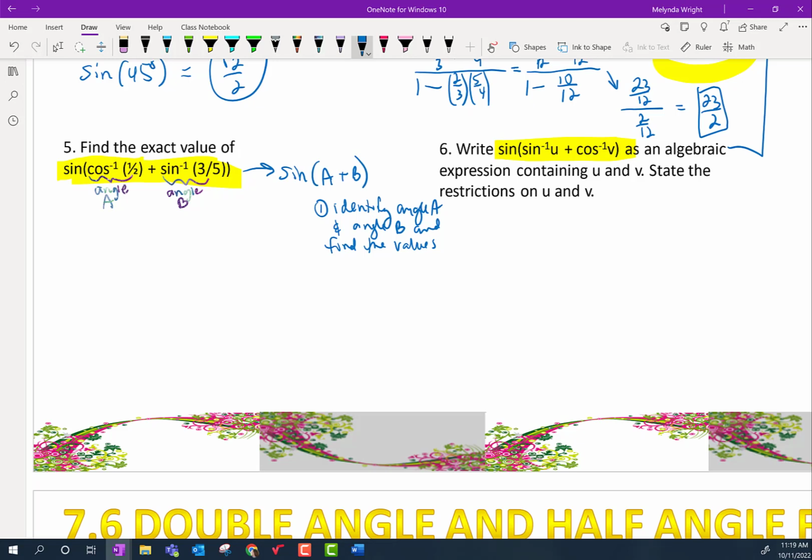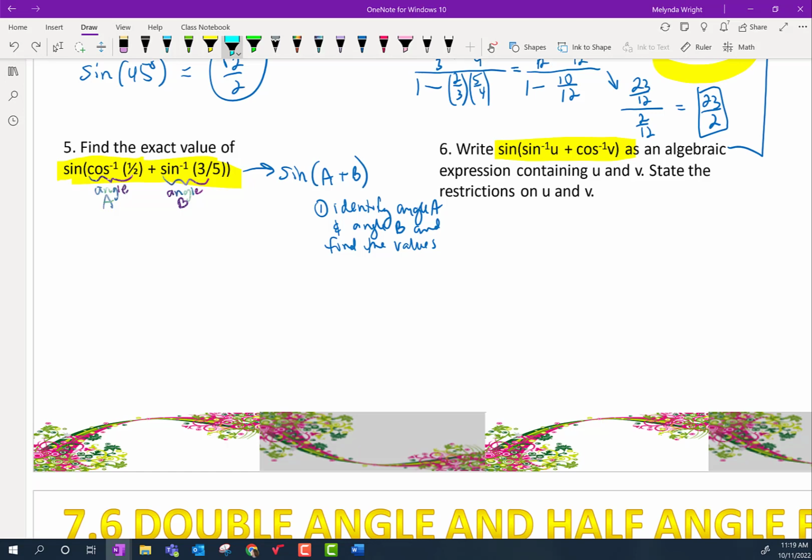So angle A, let's think about this. Inverse cosine of 1/2. This is a principal value. Is 1/2 a normal unit circle value? Yes, so this is a unit circle angle. Inverse cosine, or arc cosine, of 1/2 is a principal value, and when it's positive, which quadrant are we in? We're in the first quadrant. When the 1/2 is positive, we're in quadrant 1. So I need a quadrant 1 angle where cosine is 1/2.